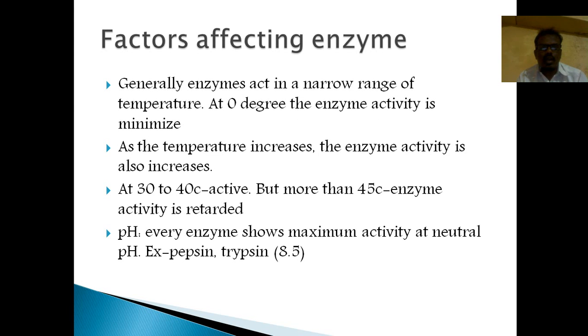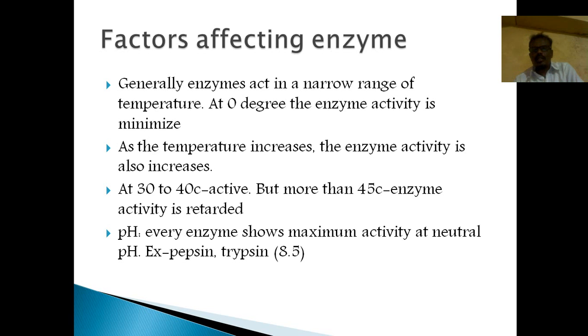Generally, enzymes act in a narrow range of temperature. At 0 degrees, the enzyme activity is minimized. Usually, enzymes will be active at a narrow range of temperature. Narrow range of temperature means optimum temperature: not very high temperature, not very low temperature, but an average temperature, which we call a narrow range of temperature. Only at such a narrow range of temperature do enzymes work. Enzymes will be very active at a narrow range of temperature. At 0 degrees C, the enzyme activity is minimized.